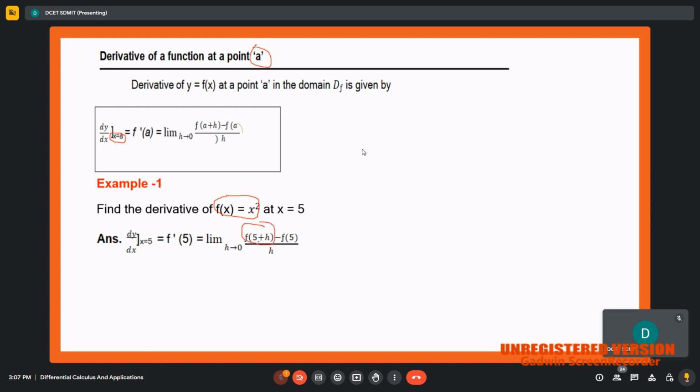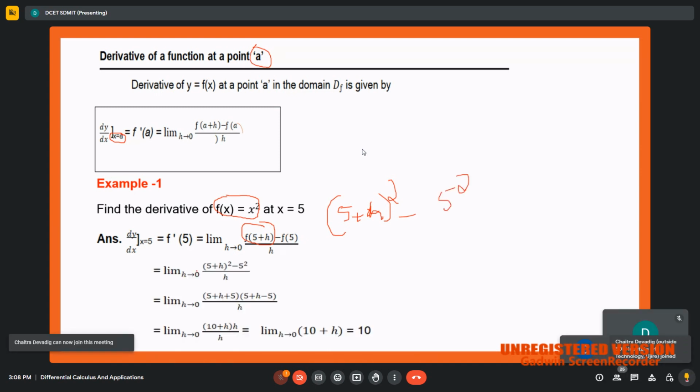f of 5 plus h is equal to what? x square means 5 plus h whole square, where h is the increment, minus, here x is 5, that is 5 square. We have to use it like this: limit as h tends to 0 of 5 plus h whole square minus 5 square divided by h.